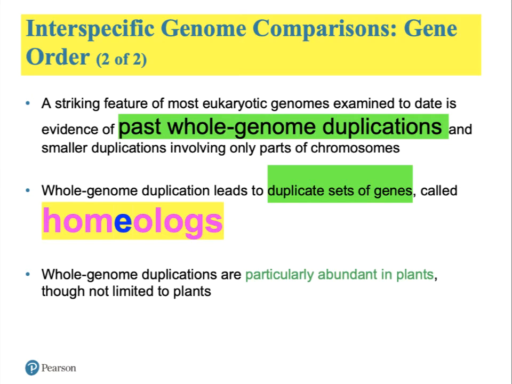By comparative phylogenomics, one has come to the conclusion that in the past, whole genome duplications have taken place, as well as many smaller duplications for parts of chromosomes. When whole genome duplication events lead to duplicate sets of genes, we call these homologs, with the word E in the middle. Homologs. Plants, in particular, and amphibians, and some fish species reveal whole genome duplications.